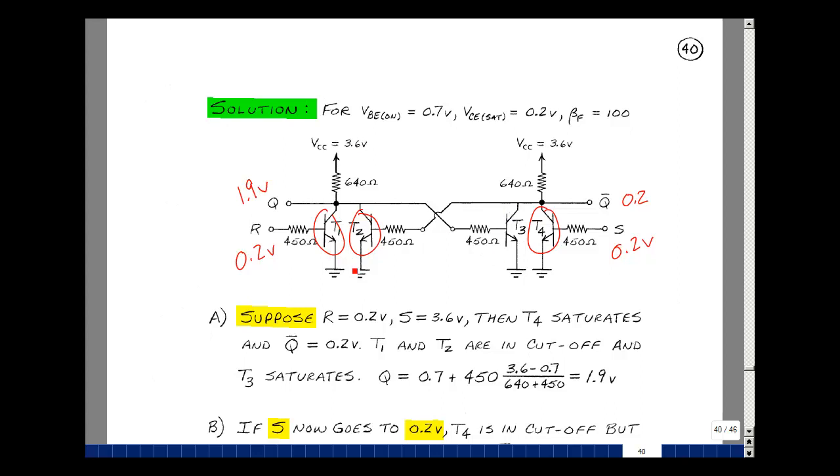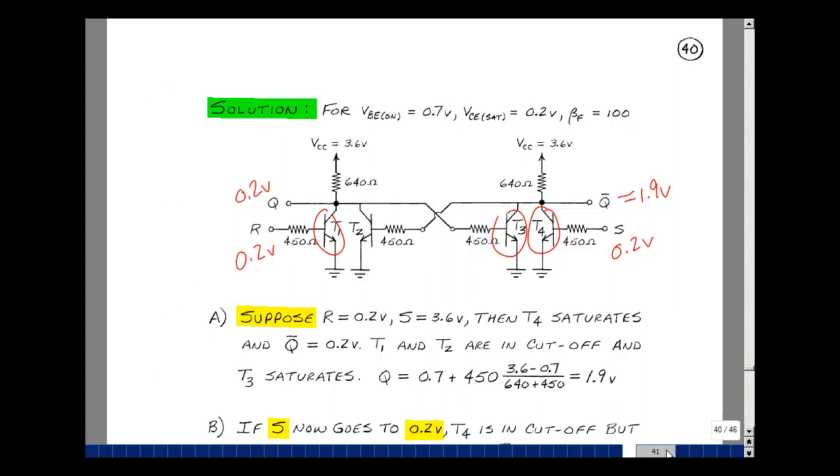What if T2 saturated? Let's erase this, and erase this. If T2 saturates, that's going to make this 0.2 volts. That's going to make this cut off. And I'm now going to have a path for current coming this way, creating a voltage here of 1.9 volts. And again, this was assuming that T2 saturated, and that forced T3 to be cut off. I have two different answers depending on which one I assume first. Both are possible. We can't predict what's going to happen.